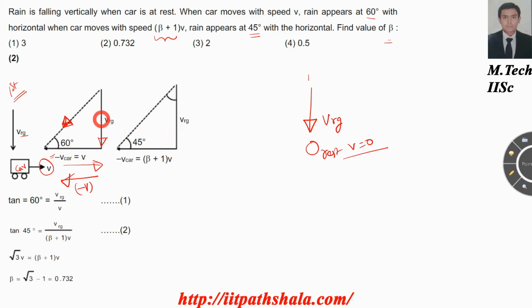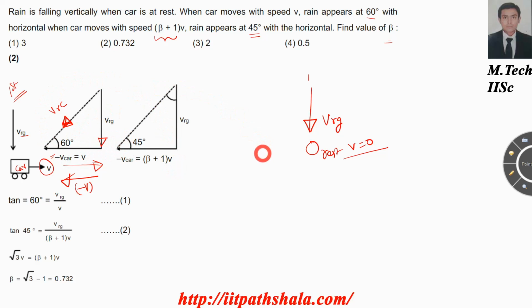So this vector plus this vector will give you this vector. V_RG plus minus V of car will give you the vector of V rain with respect to the car itself. Now you have the rain velocity with respect to the motion of the car. Same as this, in this velocity triangle I have used the same logic.